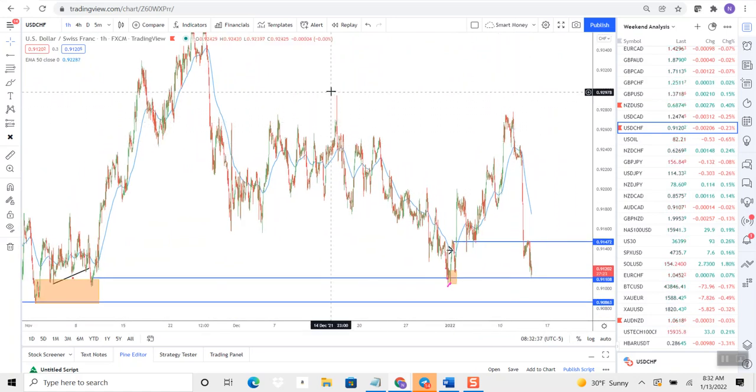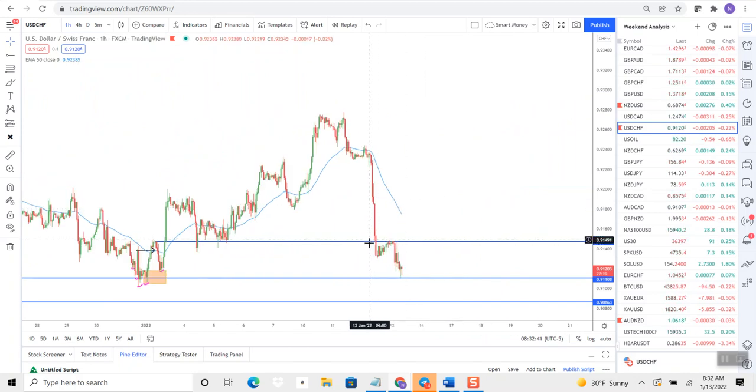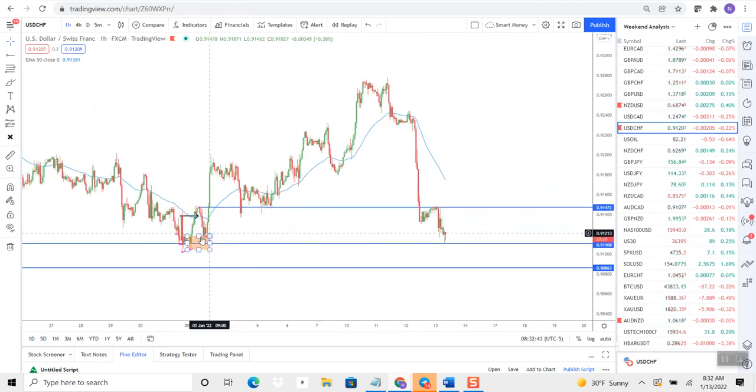Well, didn't take out this high. So technically not a higher high. But then we came all the way back down. Would have hit us out break even, but you still would have taken partials. For this trade, and this trade, a lot of percent to be made.